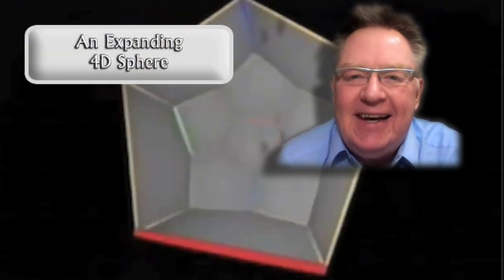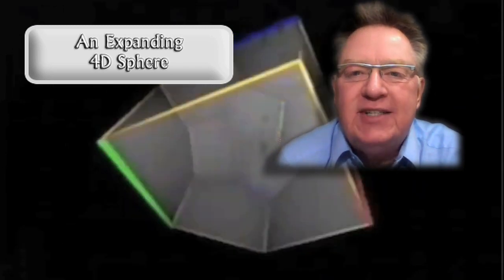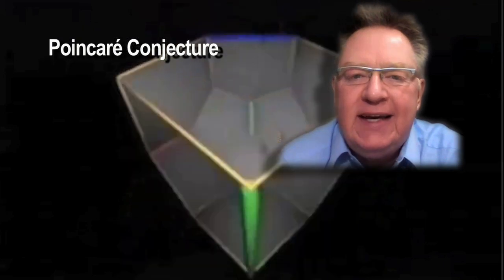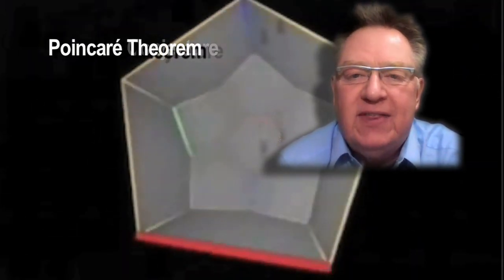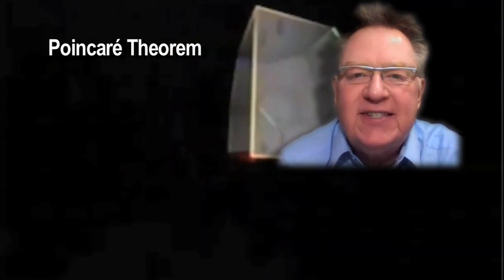Last blog, in an expanding 4D sphere, we talked about how tricky it can be to imagine extra dimensions. I mentioned the recently proved Poincaré conjecture, which should now be more correctly known as the Poincaré theorem, which says our universe is a 3D sphere on the surface of a 4D hypersphere. That's not an easy image to hold in the mind.